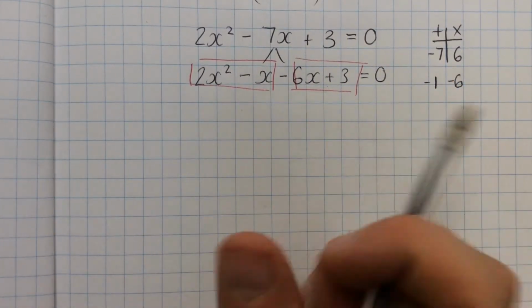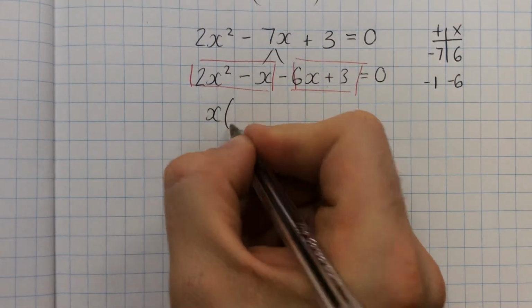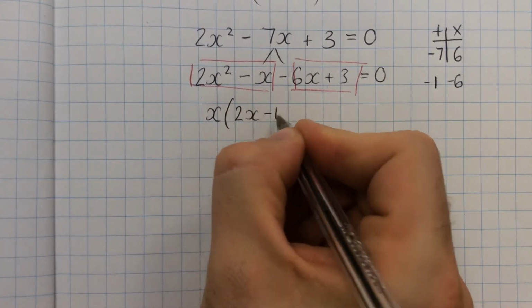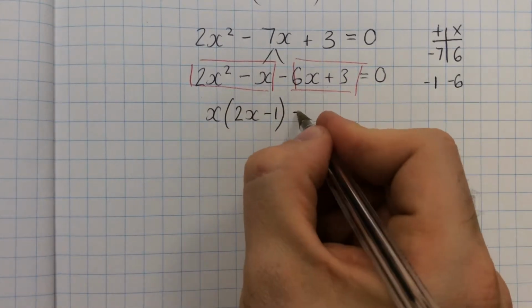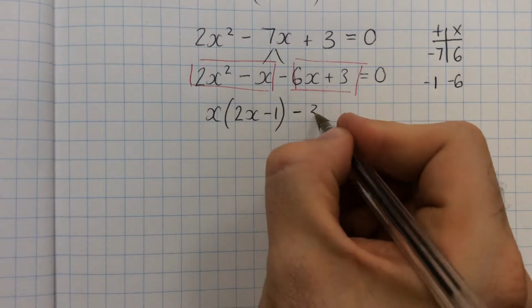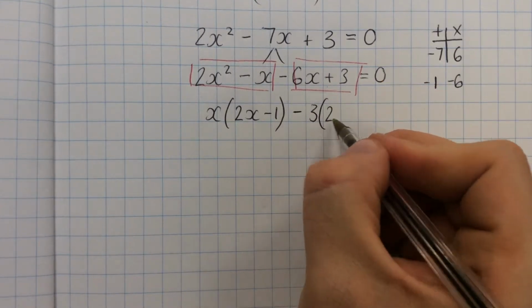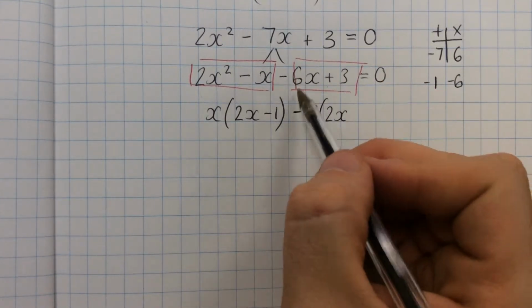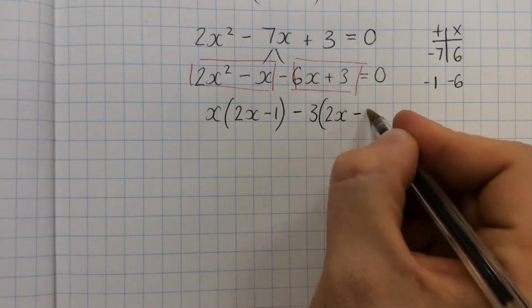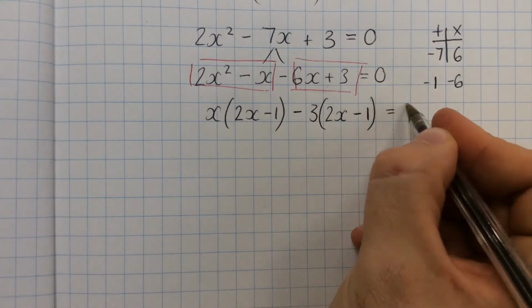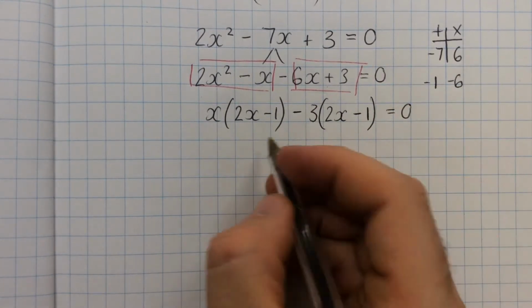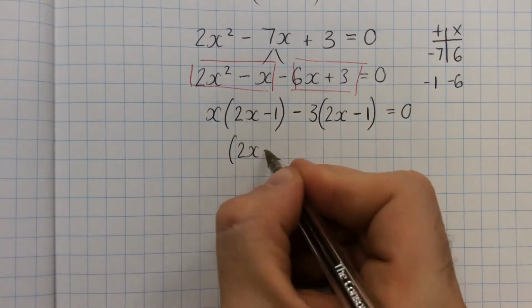So in the first two terms, all we've got common is an x. And then in the brackets, we're going to get 2x minus 1. Keep the minus sign. And then in these two, we've got a 3 that's common. And then I'm going to have to times it by 2x. And then because this is a minus 3 here, it'll have to be minus 1 there. Still equal to 0.